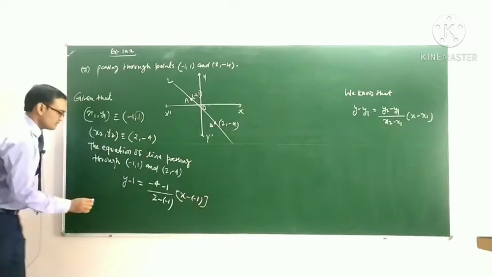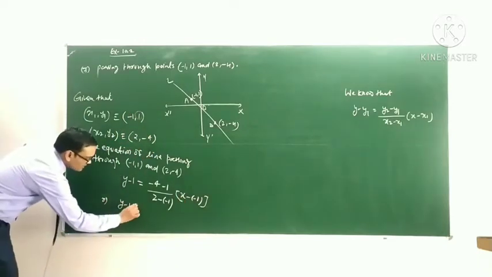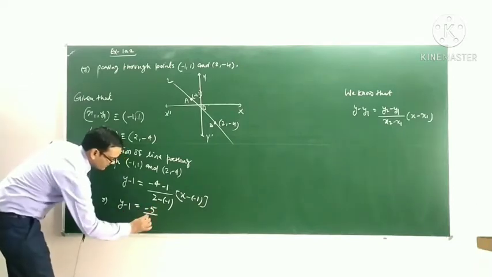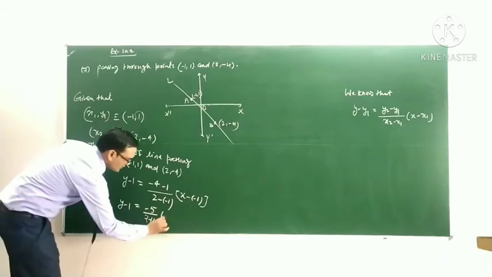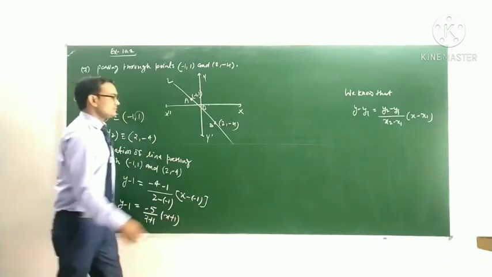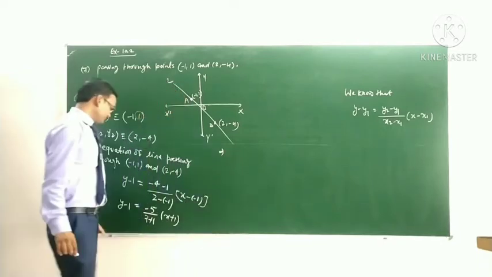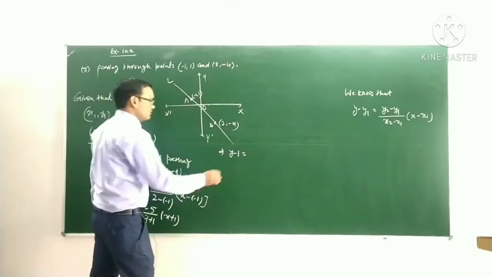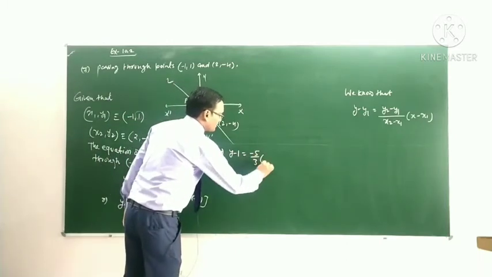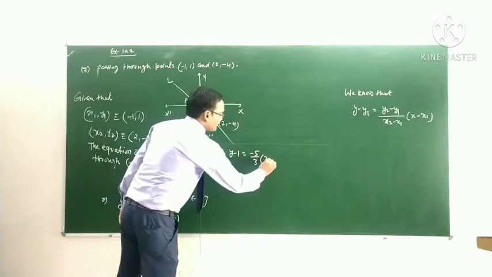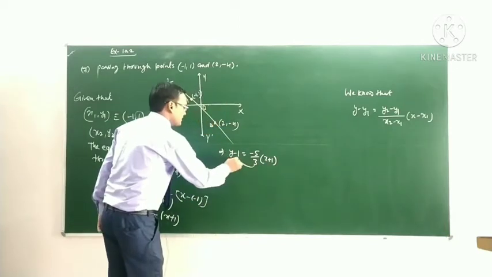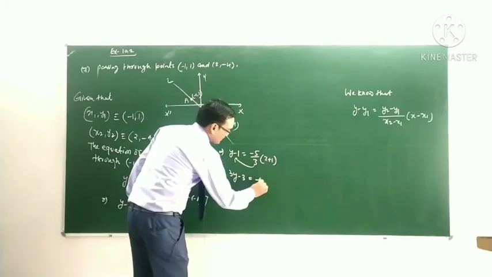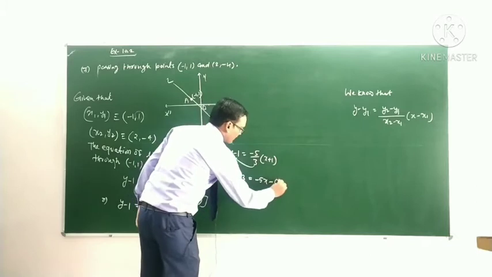Okay students, this implies that y minus 1 is equal to -5 upon (2 plus 1) into (x plus 1). This implies that y minus 1 equals -5 upon 3 into (x plus 1). This implies that 3y minus 3 is equal to -5x minus 5.